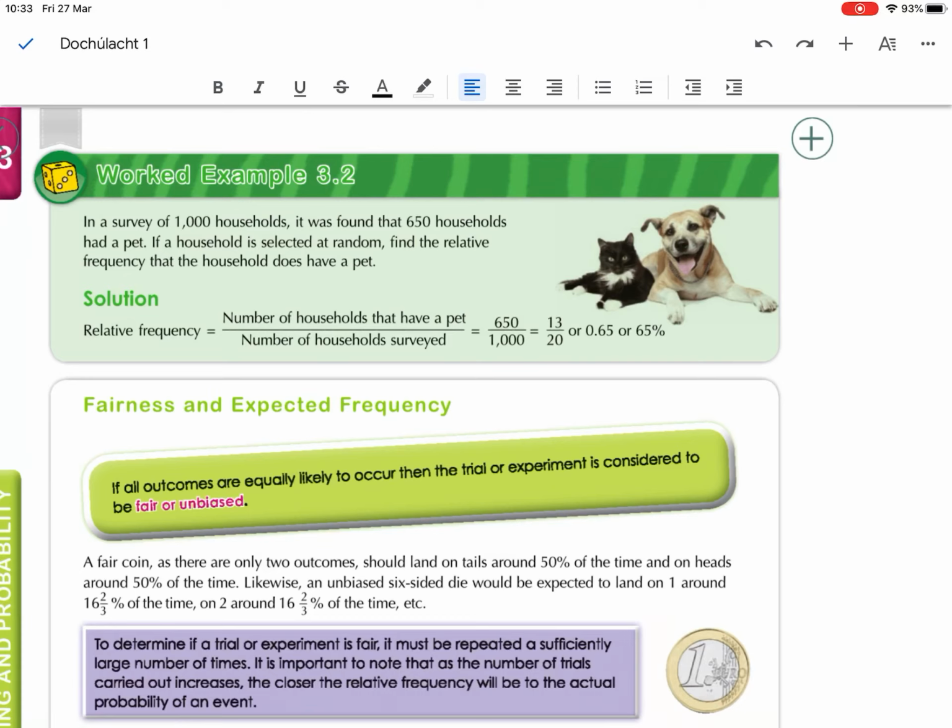My decimal is 0.65, or my percentage then is 65%. Okay, I'm hoping you can convert. Your calculator will convert from a fraction to decimal, and then I'm hoping you can convert from decimal then to percentage or fraction to percentage. You just multiply by 100. Okay, and then from there, we're going to move on an extra step.